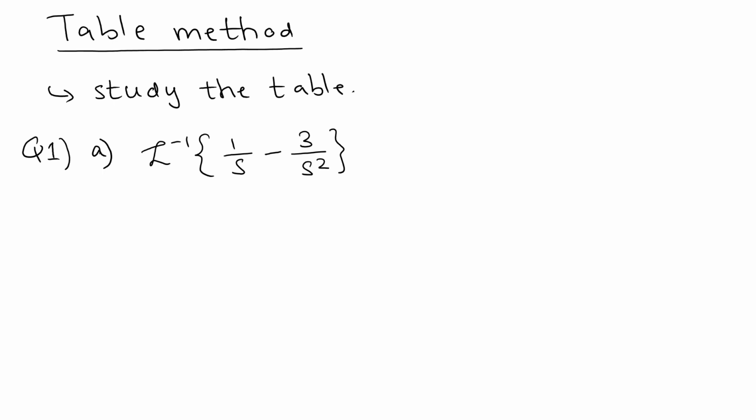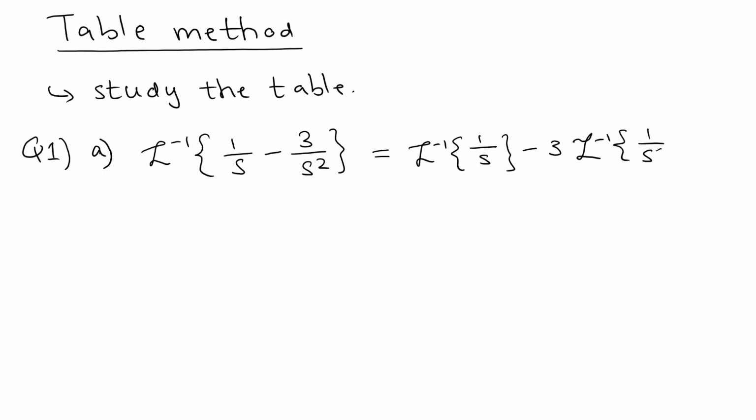So we have the inverse of 1 over s minus 3 over s squared. The first thing we can do is use linearity, and we can write this like this. The first one is L inverse of 1 over s, and for the second one you can pull the negative 3 out because that's a constant, and then we write this as L inverse of 1 over s squared.